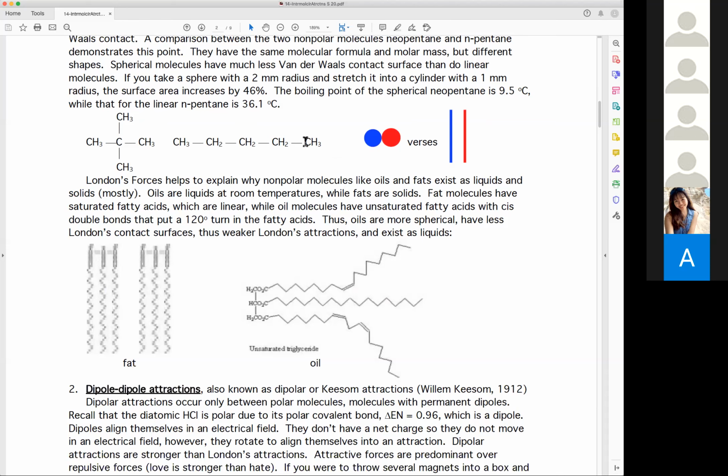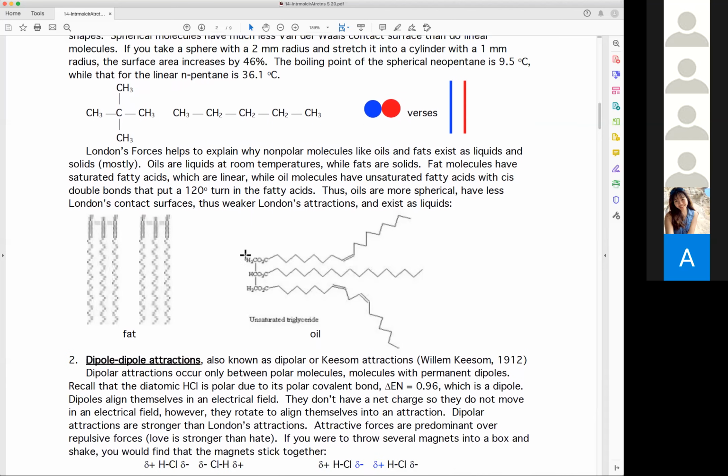What is the difference? It's called van der Waals contact, is what describes how we get the London's attractions. Spherical molecules can only interact in only a short surface area, whereas linear molecules have the whole length here that they can interact. So this turns out to be a stronger attraction than this.